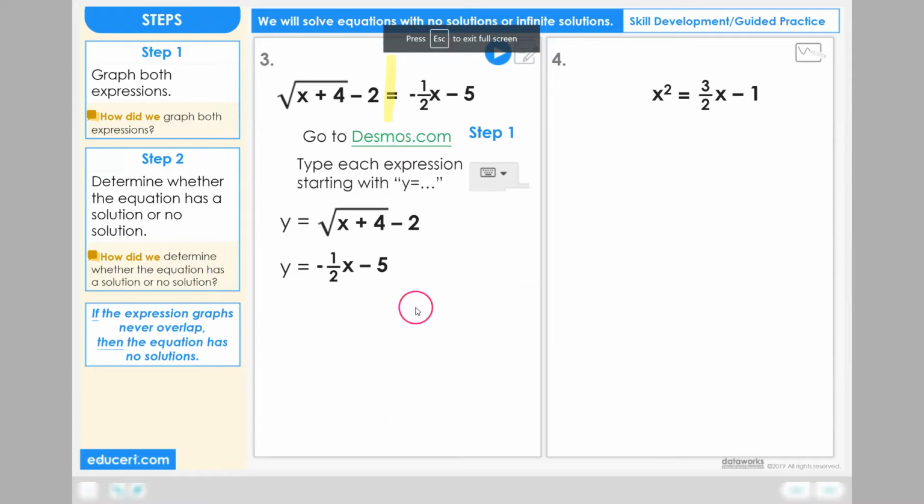Returning to our lesson over here, how did we graph both expressions? We graphed both expressions by typing the expression using the buttons on the keypad. Step 2: Determine whether the equation has a solution or no solution.